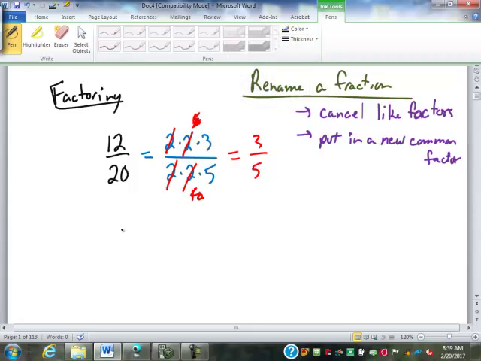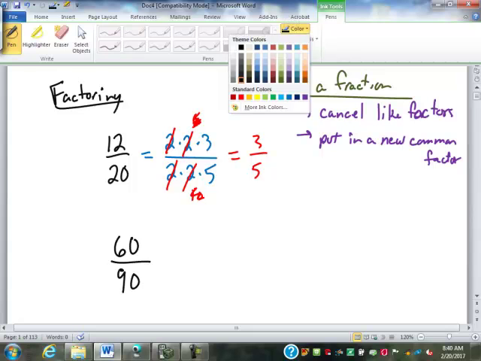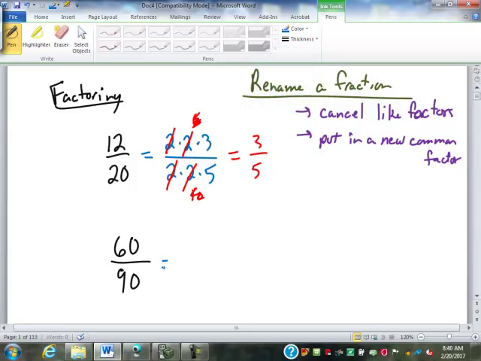I might have, let's see here, 60/90. And if I factor these, 60 factors into 2 times 2 times 3 times 5. 90 factors into 2 times 3 times 3 times 5.